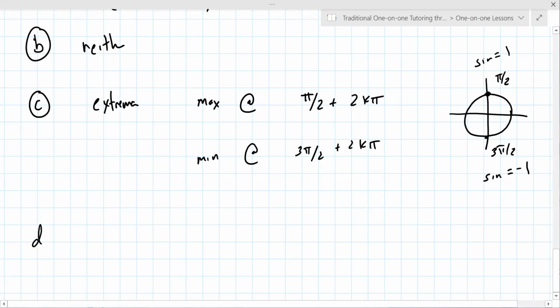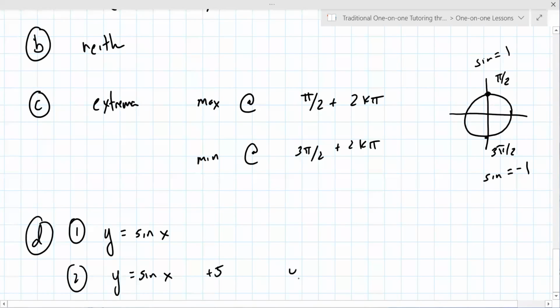Okay. D, the parent function here is sine x, and then the sine x plus 5 means you're going up 5. Got it. And when it says 12 basic functions, that's just a parent function thing. Yeah. Okay. And then 38. Yeah, that's the last one. Okay.